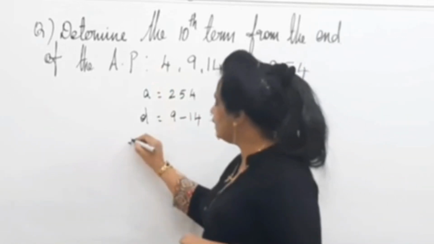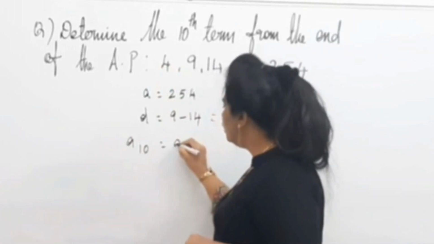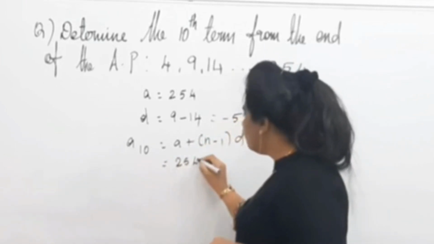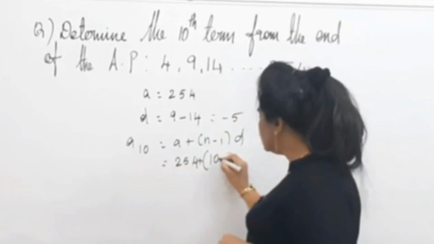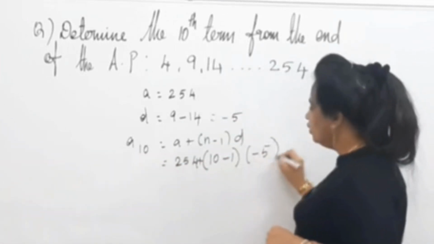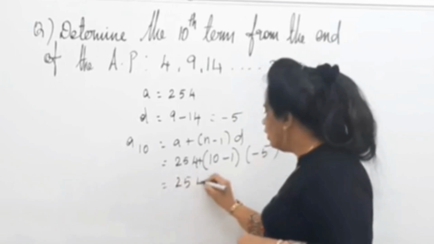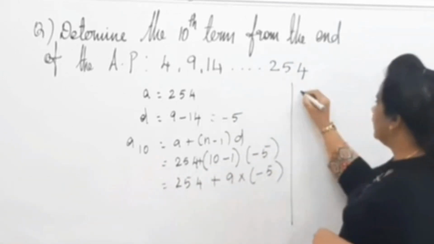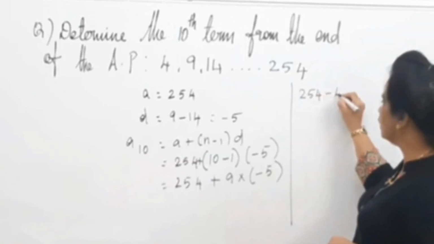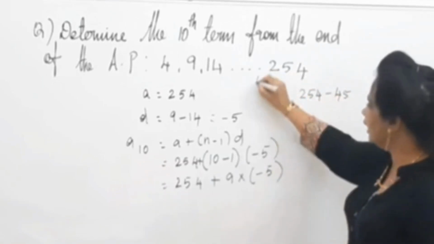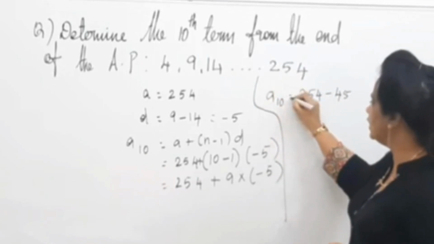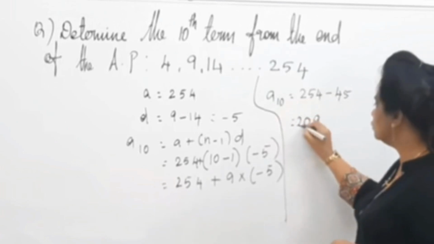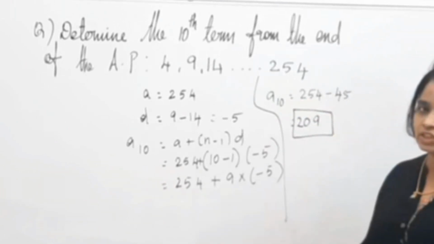Now, I want my 10th term. A10 is equal to A plus N minus 1 into D. So my A is 254 plus N is 10 minus 1 into D is minus 5. So I get 254 plus 9 into minus 5, that's equal to 254 minus 45, which is my A10. So A10 is equal to 209. So my answer is just 209.